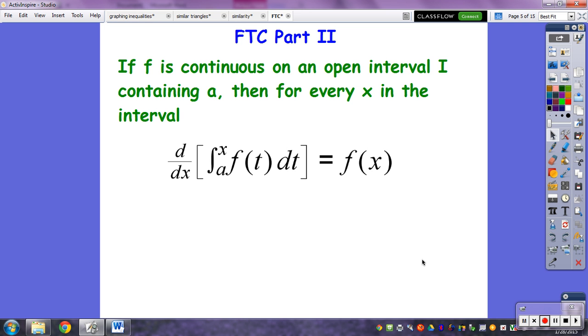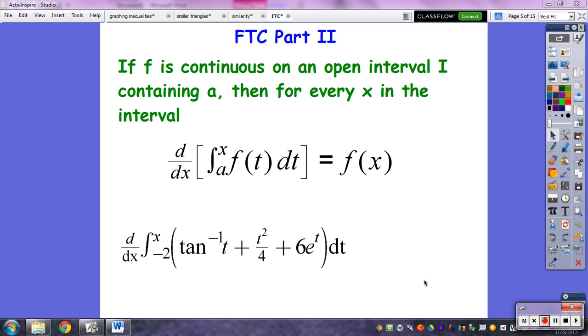So let's look at a problem. Let's say I was asked to find the derivative of this integral. So they want me to take the derivative with respect to x of the integral from -2 to x of inverse tangent of t plus t squared over 4 plus 6 times e to the t dt. And so basically, as long as I remember this part of the fundamental theorem of calculus, this becomes really straightforward. Because the thing I have to remember is the derivative and the integral are inverses. So they cancel each other out.